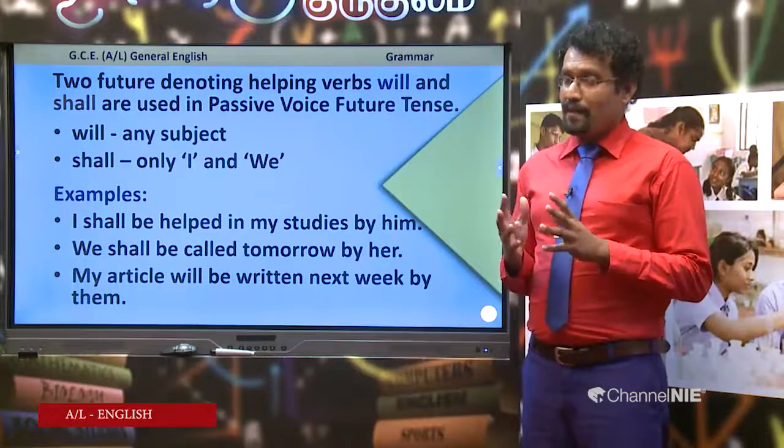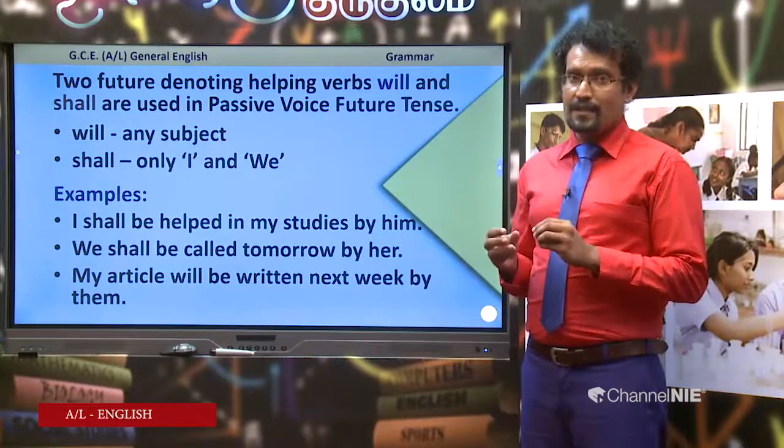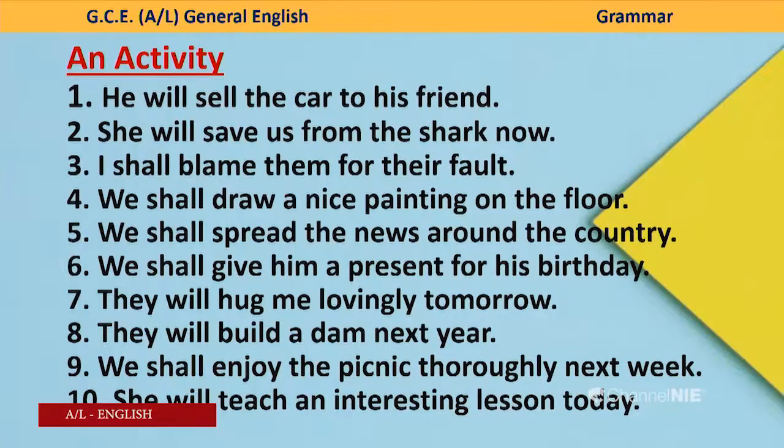I hope that now you have a better idea about how to use passive voice future tense very well. So, there is an activity for you to check what you have learnt today. He will sell the car to his friend. She will save us from the shark now. I shall blame them for their fault. We shall draw a nice painting on the floor. We shall spread the news around the country. We shall give him a present for his birthday. They will hug me lovingly tomorrow. They will build a dam next year. We shall enjoy the picnic thoroughly next week. She will teach an interesting lesson today. So, you have to turn these active voice sentences into passive voice future tense sentences.